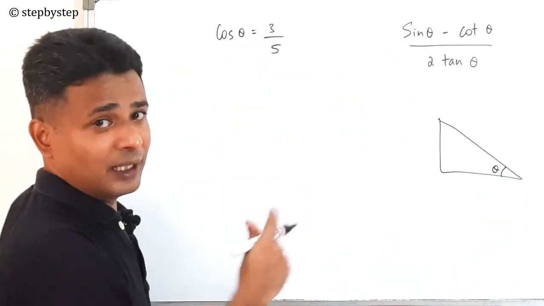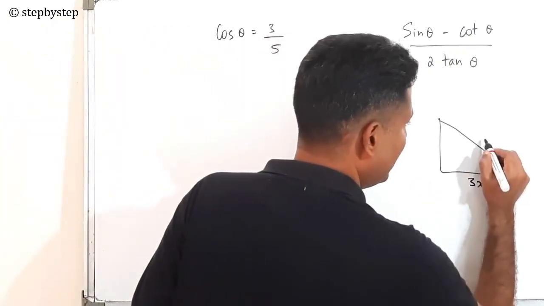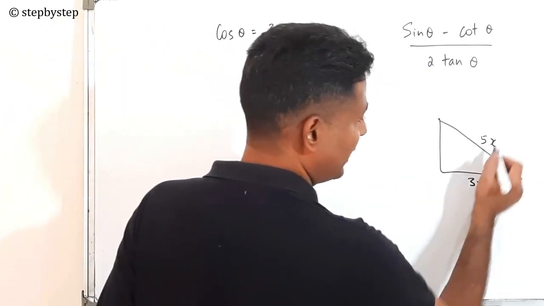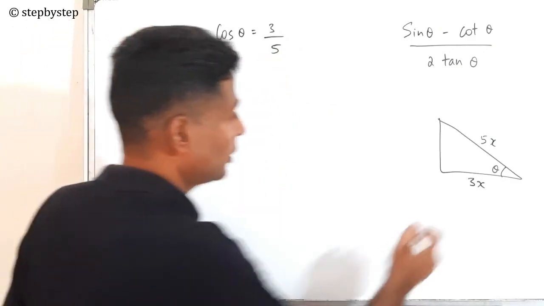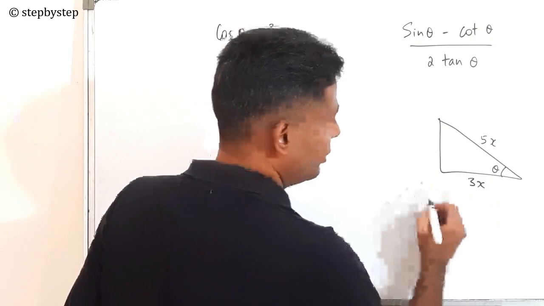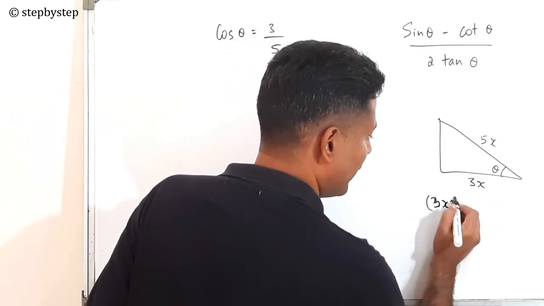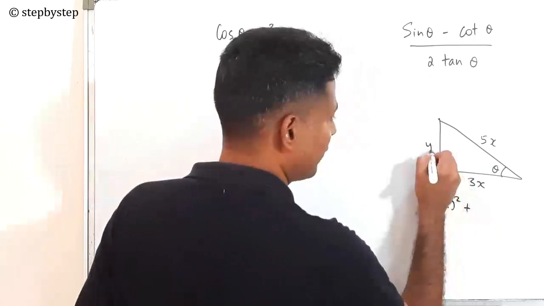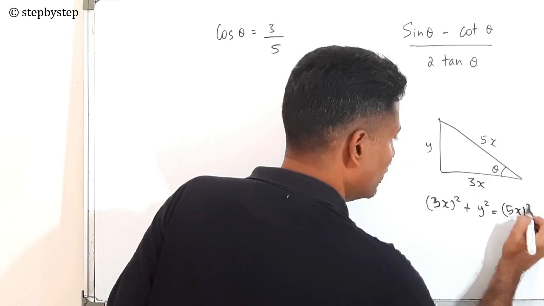Now what is cos? Adjacent by hypotenuse. Remember you have to put 3x and 5x because 3 by 5 gives you the ratio. So now this is 5x, this is 3x. Using Pythagoras theorem, what do we get? 3x whole square plus, let's say this is y square, equal to 5x whole square.